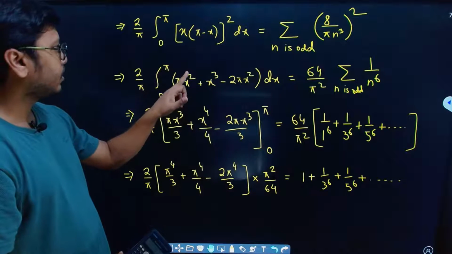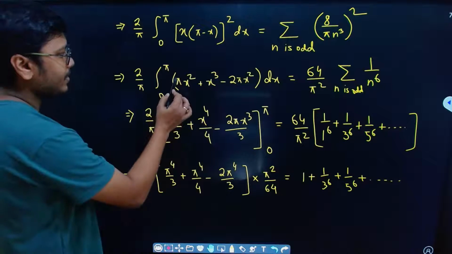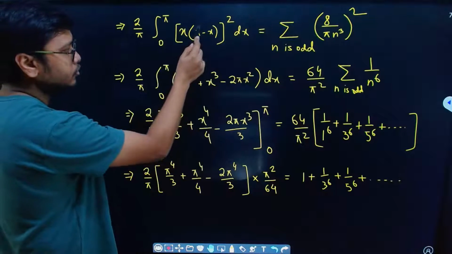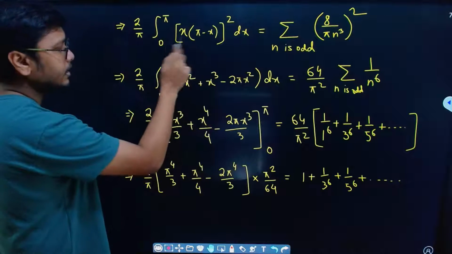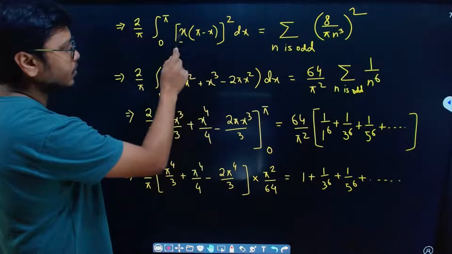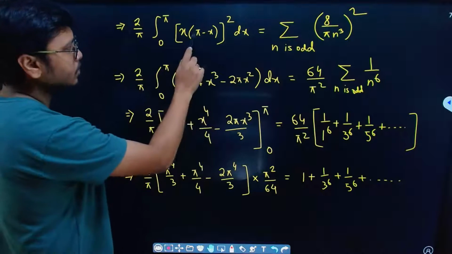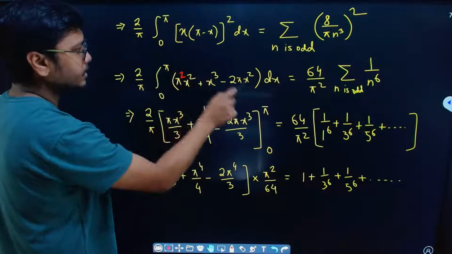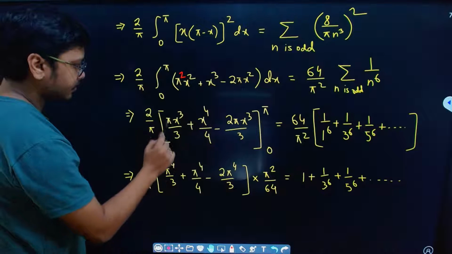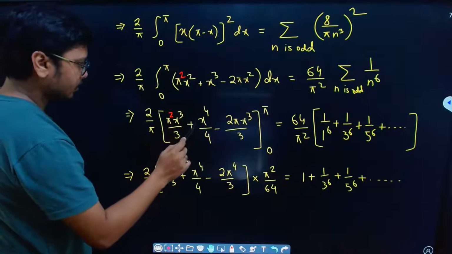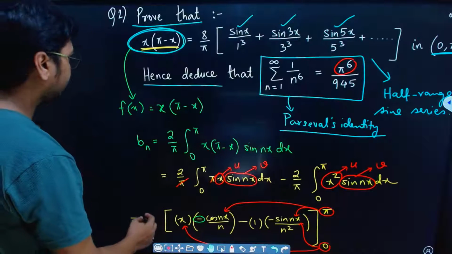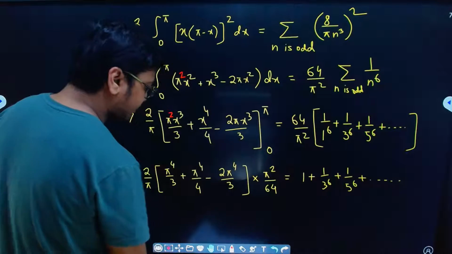X square. This should have been a pi square, right? I have made some mistake in the whole square expansion. It should have been pi square x square, plus this is going to be x square into x cube, minus 2 pi x into x. So x to the power 3 by 3. Did I write the function properly? x into pi minus x.